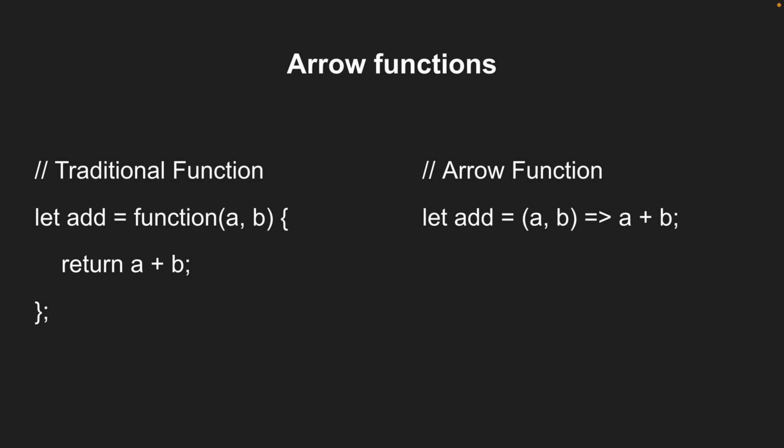One of them are arrow functions, a new way to write functions in JavaScript. On the left you can see a traditional function, and on the right you can see the declaration of an arrow function. ES6 also introduced two new ways to declare variables: let and const. These provide block-level scoping, which is a more intuitive and safe way to declare variables.